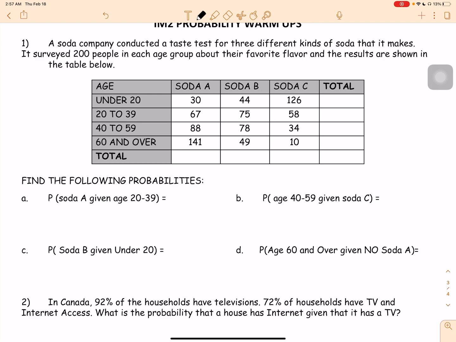So I have to add up the totals first. So for under 20, plus 126, I have 203 people under 20. Then here I have 67 plus 75 plus 58, 147. So if you could do this while I'm doing it as well, just because you're going to have to do something like this on a test. You will have to do it on your own. 78 plus 34 is 200.